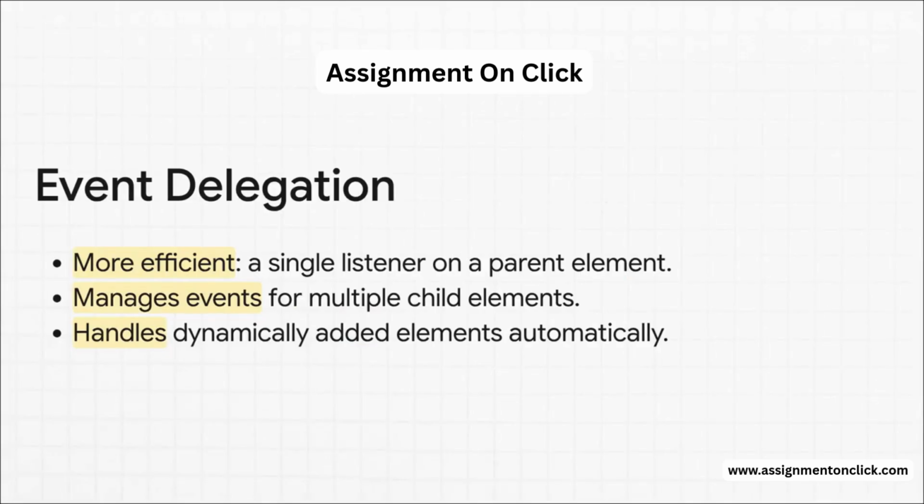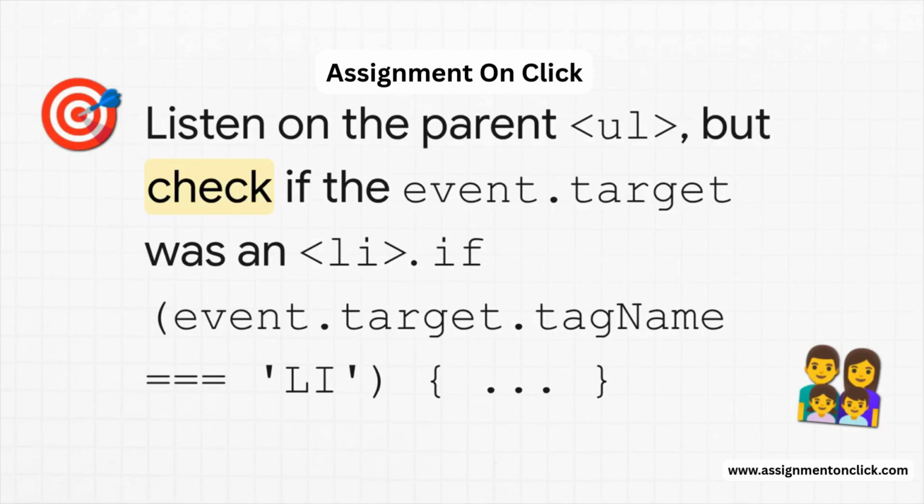And here is another absolute game changer for performance: event delegation. So instead of putting a separate click listener on every single one of, say, 100 items in a list, why not put just one listener on their parent container? It is so much more efficient, it uses way less memory, and this is the best part, it automatically works for new items that you add to the list later. No extra work required.